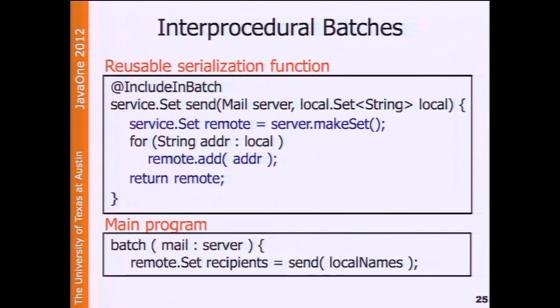So what a batch method is, this include in batch attribute on a method, says that this is a method that essentially when you run it on the client, it gets inlined into the batch. And it in turn can get partitioned. So the method itself gets split into 2 parts. Half of it gets included in the script that's sent to the server, and the other half is local code that gets run.